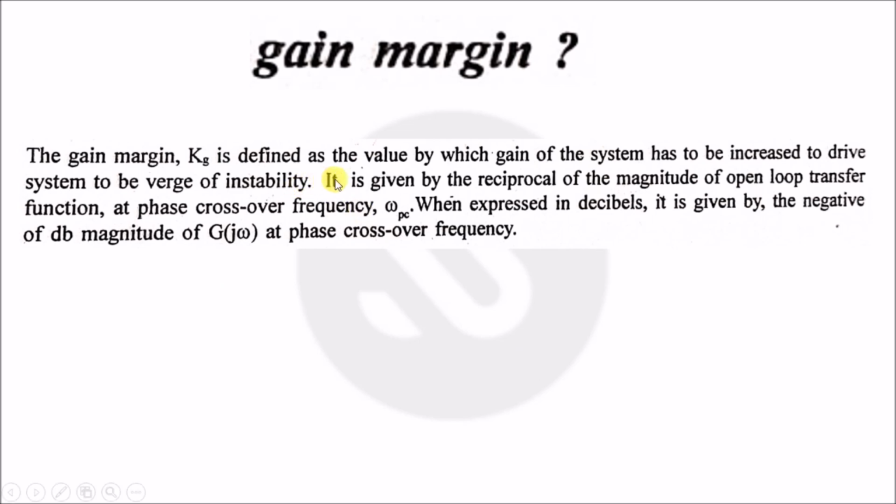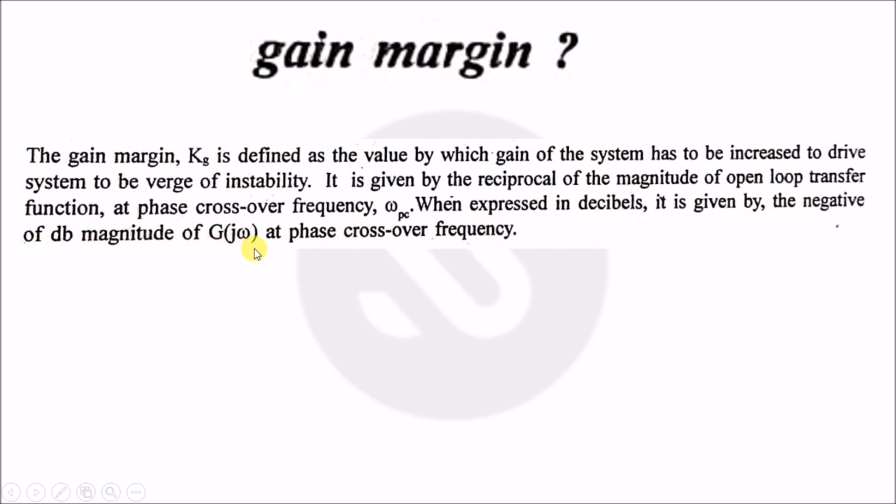So let me repeat this line. It is given by the reciprocal of magnitude of the open loop transfer function at phase crossover frequency. मतलब जो भी तुमको ट्रांसफर फंक्शन दिया होगा, ट्रांसफर फंक्शन से हम लोग मैग्नीट्यूड निकाल लेते हैं या फिर फेज भी निकाल लेते हैं. तो उसका मैग्नीट्यूड निकालने के बाद जो ट्रांसफर फंक्शन बचेगा, उसका रेसिप्रोकल लेके उसका ओमेगा के जगह में अगर ओमेगा पी सी तुम पुट करोगे, तो जो के निकलेगा और जो वैल्यू निकलेगा, दैट इज कॉल्ड योर गेन मार्जिन.